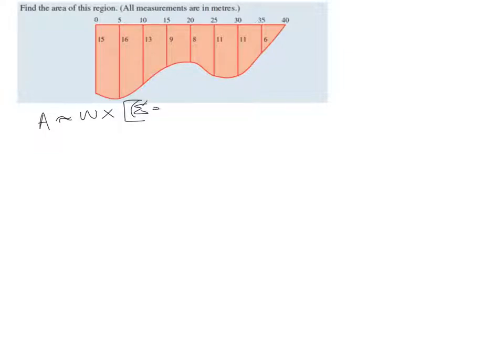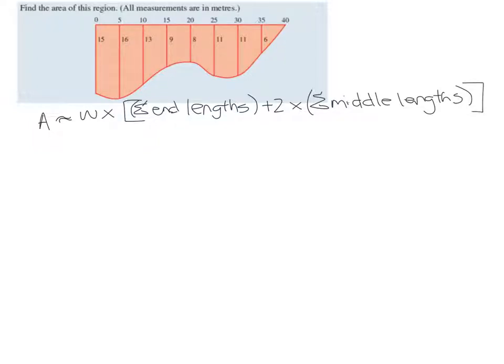sum of end lengths plus 2 times the sum of the middle lengths. And close the bracket and put it all over 2. Okay, now it seems really long, but we're just going to step by step sub in. So easy as. So it's approximately equal to. Now the width. So the W stands for width. So we go up and we say, what's the width?